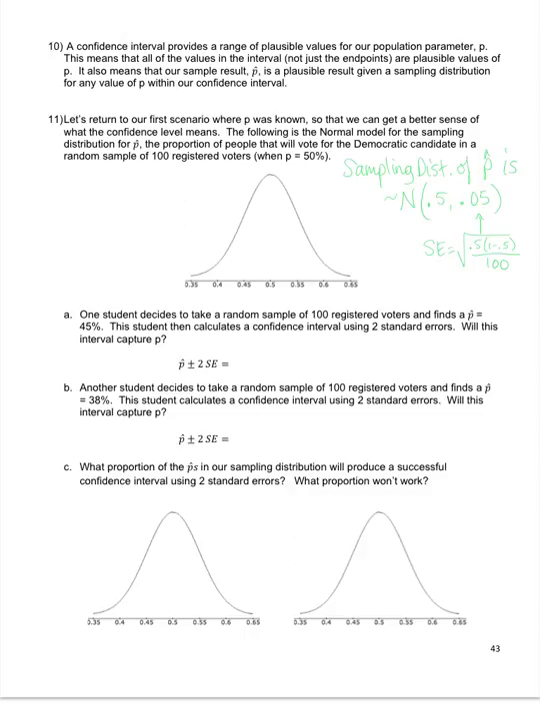All right, so here's our center, and the shape is normal. And if we go 1, 2, 3 standard errors to the right, and 1, 2, 3 standard errors to the left, and label our horizontal axis. This should say sample proportions.